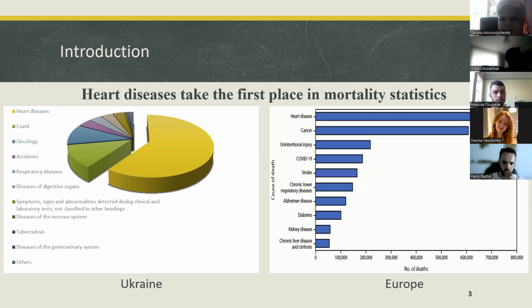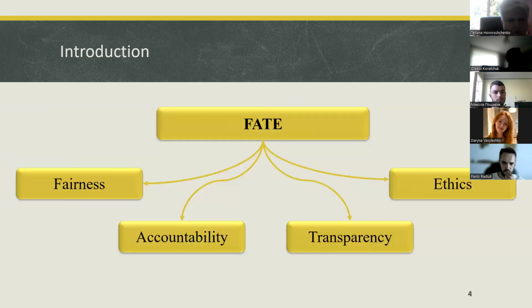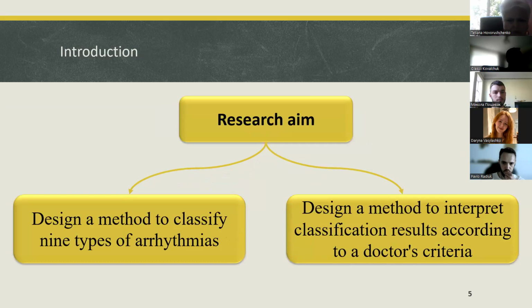As a result, the scientific community has emphasized the importance of developing artificial intelligence-based systems for healthcare that are based on the principle of trust, which has been formalized into a concept named FATE. The FATE concept includes 4 components: fairness, accountability, transparency, and ethics. This work aims to achieve 2 goals: design a method to classify 9 types of arrhythmias, and design a method to interpret classification results according to the doctor's criteria.